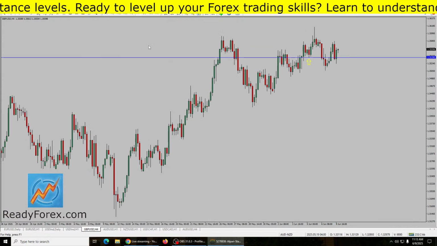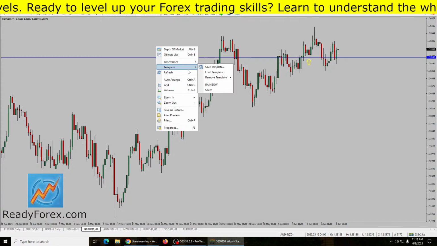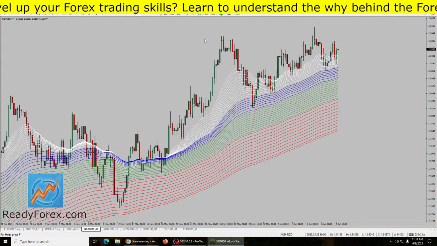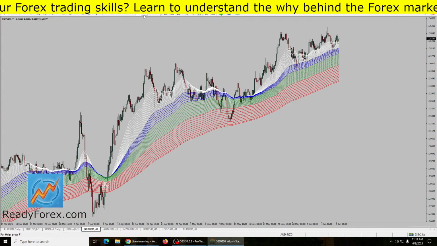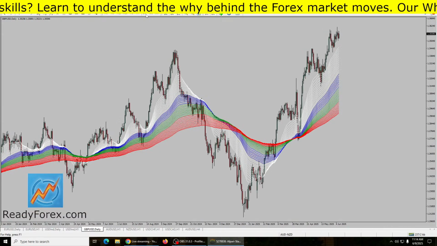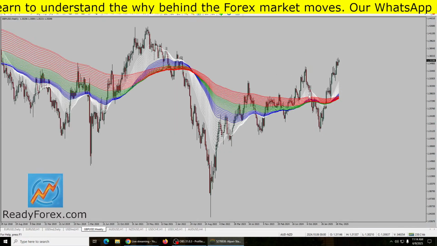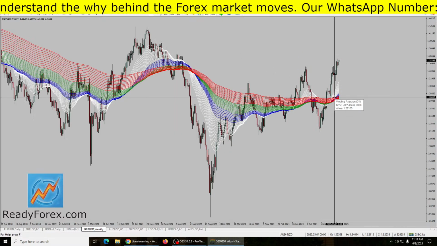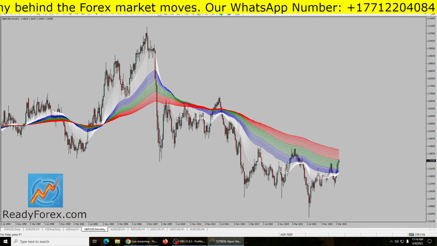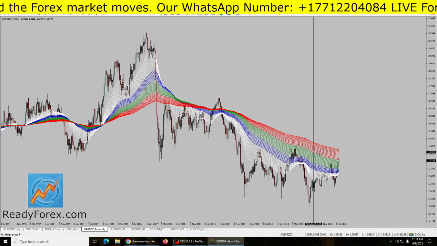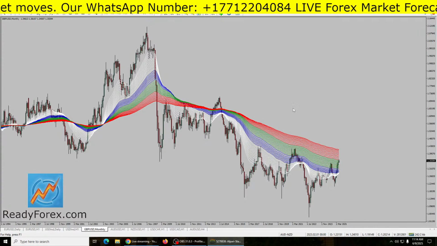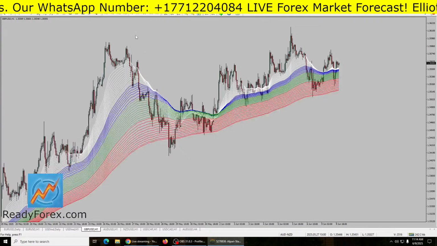If you check out the rainbow, let me show you the rainbow. Go to the template, rainbow. Okay, it's clearly an uptrend going on. It's bullish. If you check out the daily, it is obviously bullish over here as well. If you check out the weekly, it's actually turning up. Looks bullish. Monthly is still bearish, so we might start getting some resistance level over here. We'll see how it goes.